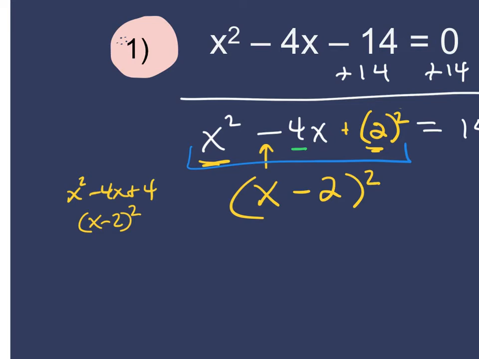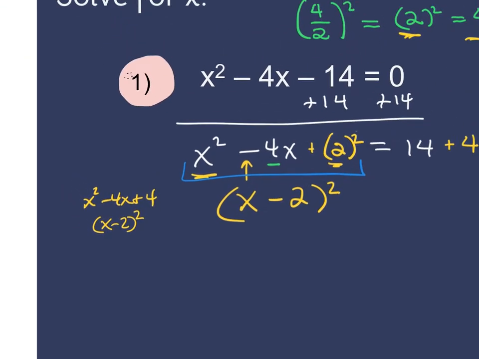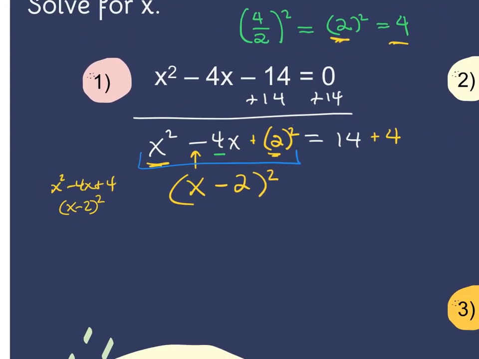Now, remember, question? Good? All right, so now what we need to do is add the 14 plus 4. I get 18. And now I need to use the square root method to find the value of x. So now I'll square root this side, square root this side, and I get x minus 2 is equal to plus and minus the square root of 18.